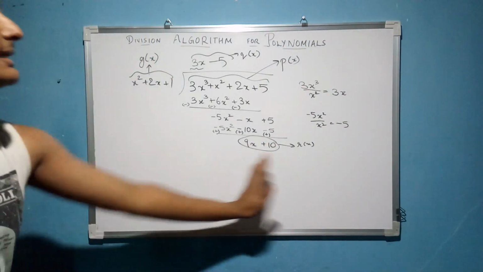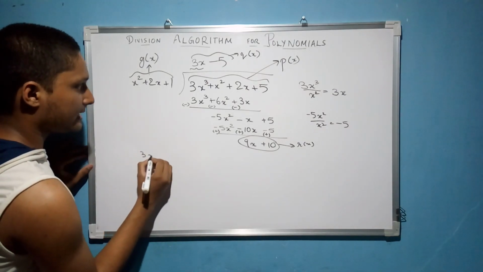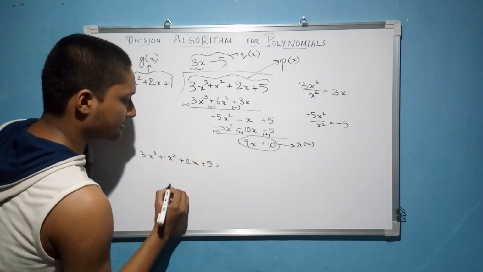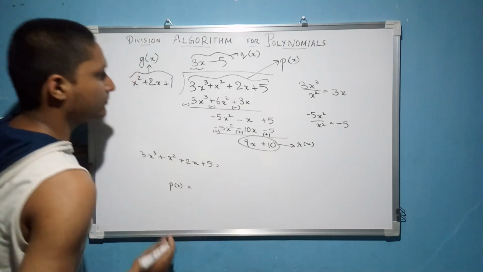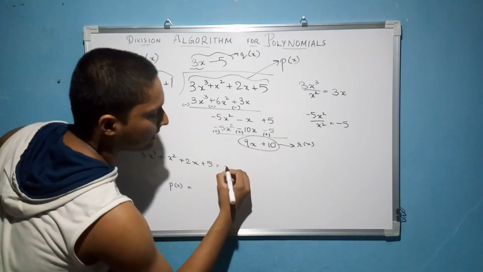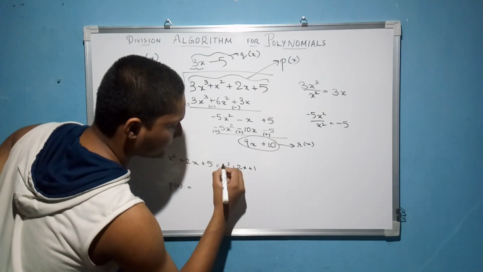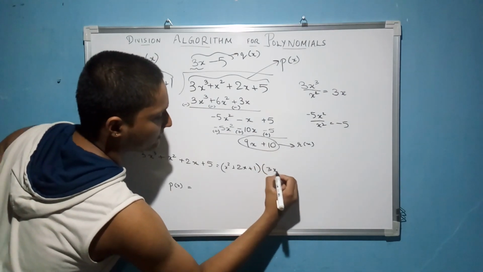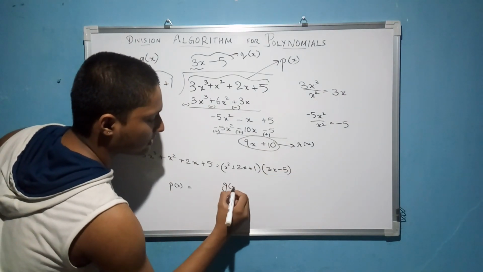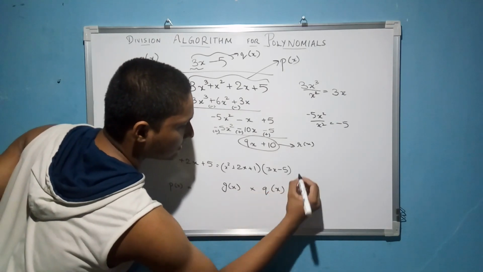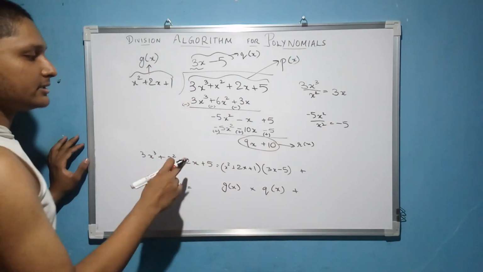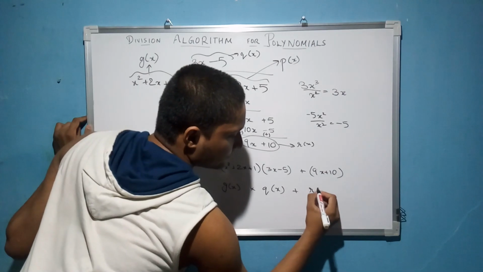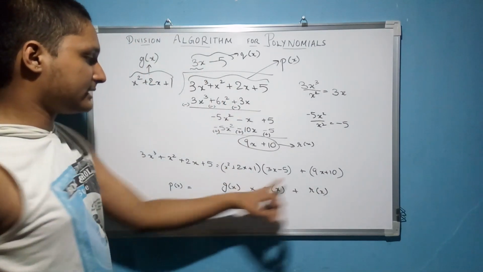So let me write that in a proper statement. This becomes 3x cube plus x square plus 2x plus 5. That is p of x. P of x is equal to g of x, that is x square plus 2x plus 1, into q of x again here, that is 3x minus 5. This was g of x into q of x. Then you have one remainder term. The remainder term is 9x plus 10. 9x plus 10 is the r of x.